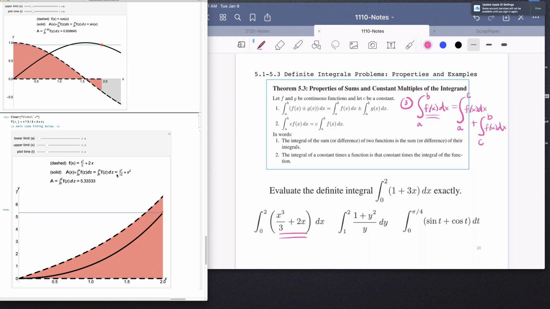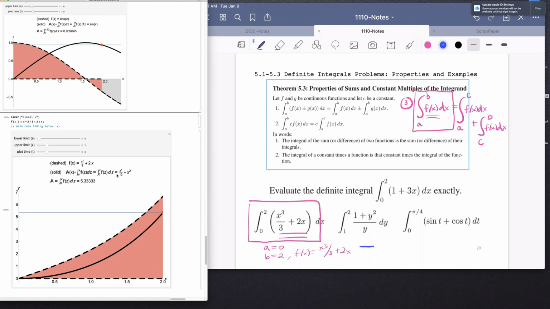Okay, and the meaning of that in this problem, for example, is that this definite integral from 0 to 2 is this integral from a to b. So we're seeing here that a is equal to 0 and b is equal to 2, and the function f of x is equal to x cubed over 3 plus 2x. Right?